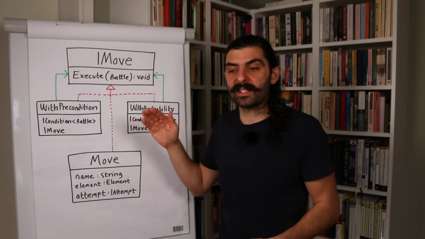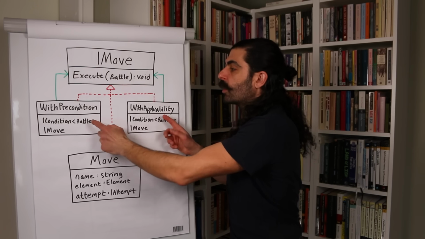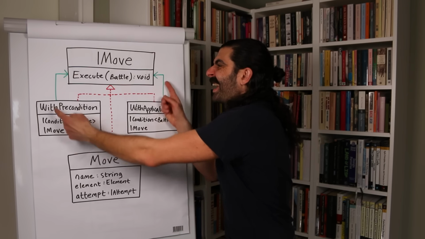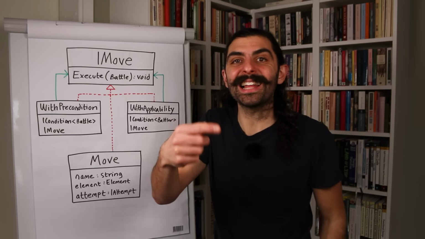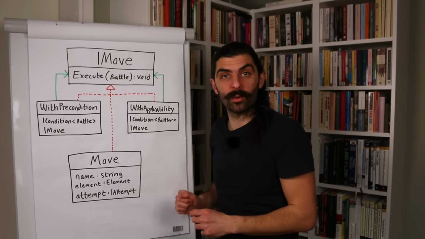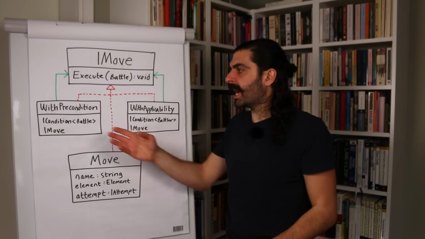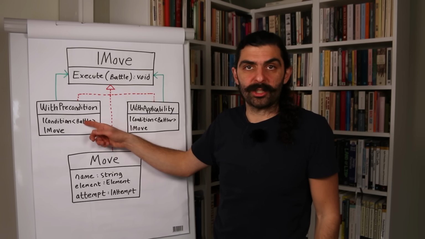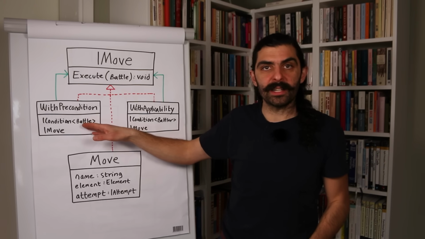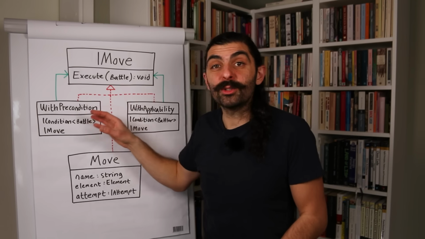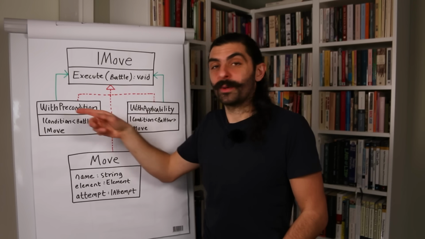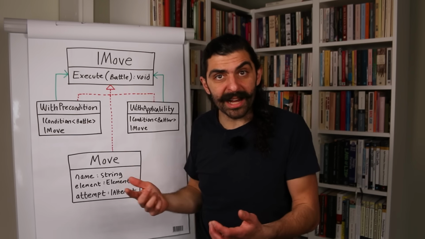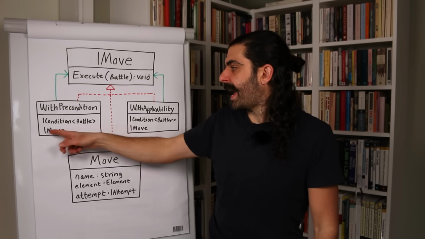So again, we are skipping this step of the abstract decorator. The two concrete decorators are iMoves, but they also contain an iMove that they delegate to after having added their own logic. More specifically, the type with precondition wraps a move and adds a battle condition check. In other words, it takes a battle condition and it takes a move. And when you try to execute a move decorated with a precondition, the decorator first checks if the condition passes. Only if it does it execute the move.